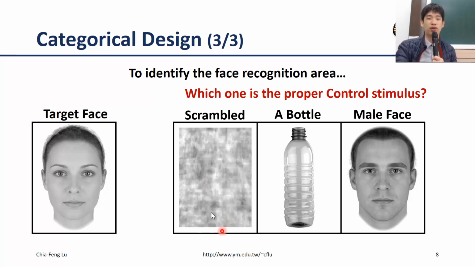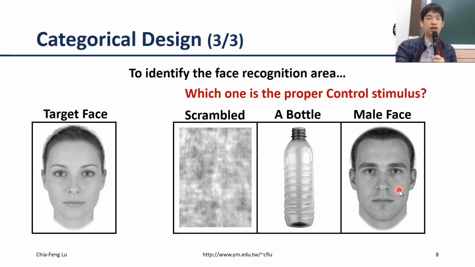So if you use this scrambled picture as the reference, you will identify several different brain areas, because the components are so different between these two. Okay, but if you pick another, for example the male face right here, it's actually a human face, but of a different gender.